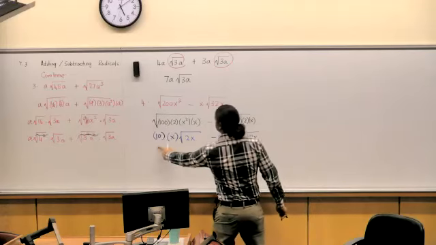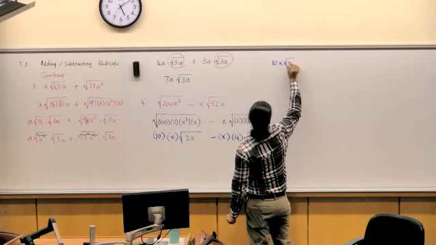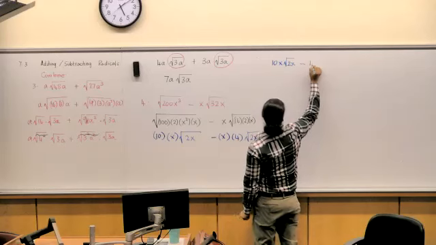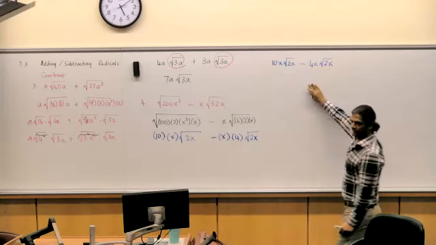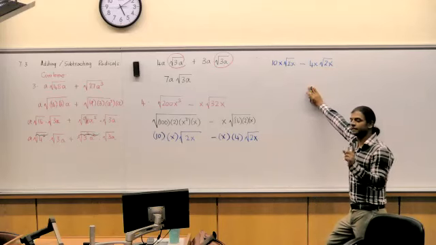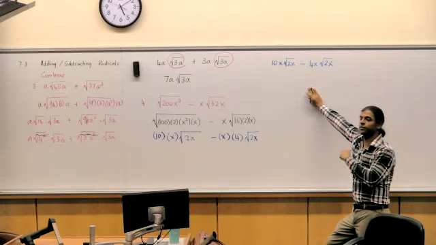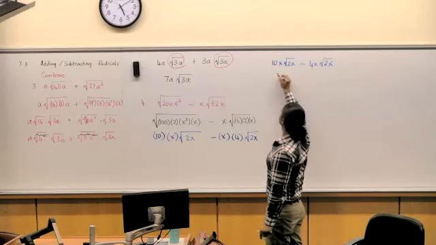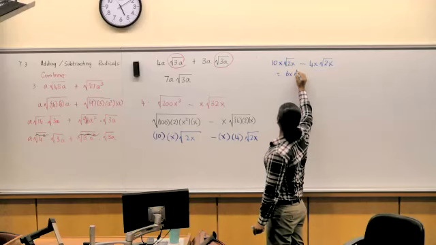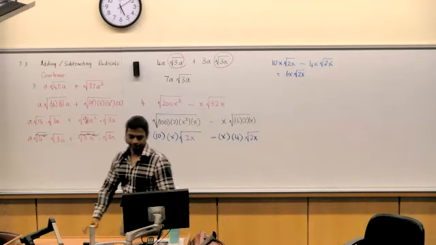So we end up having 10x square root of 2x minus 4x square root of 2x. 10x square root of 2x minus 4x square root of 2x is 6x square root of 2x.